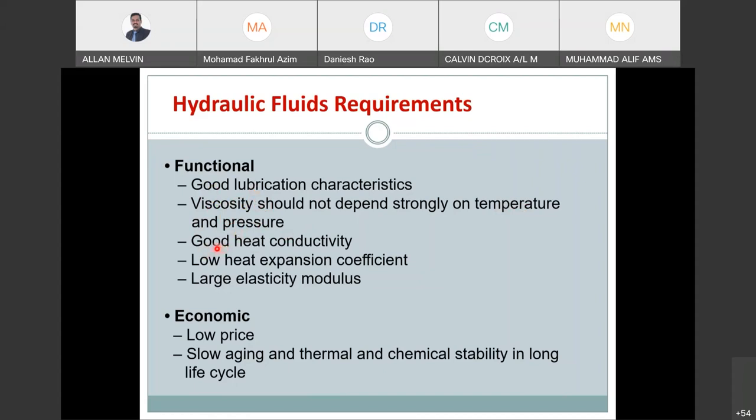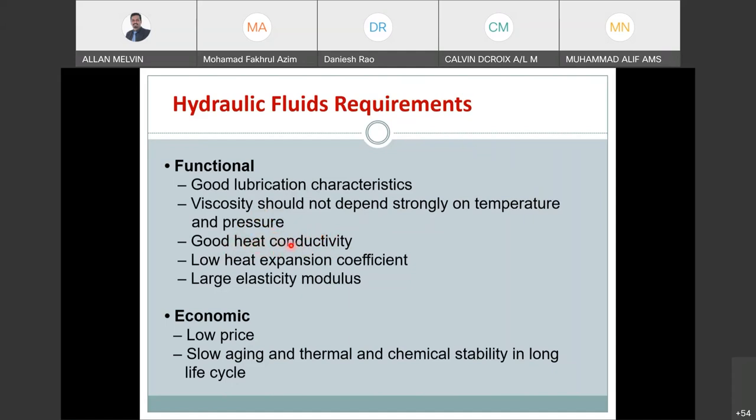Okay, and it also must produce good heat conductivity. As I said earlier, heat is not good for the system. So you need to have oil that conducts heat efficiently. Meaning it will not cause harm lah to the oil. Always heat is related to fire. If it has a low heat conductivity, fire can happen instantly.